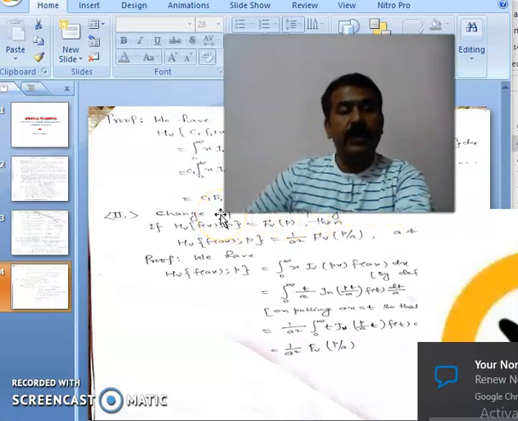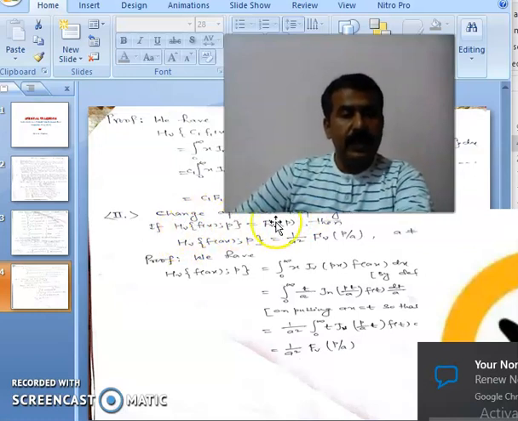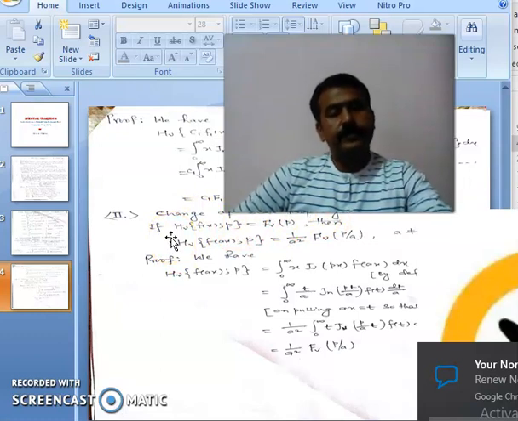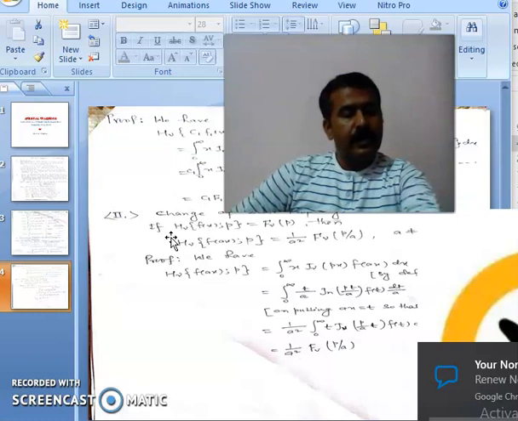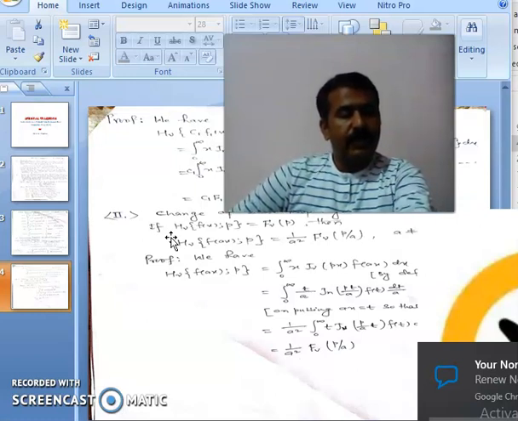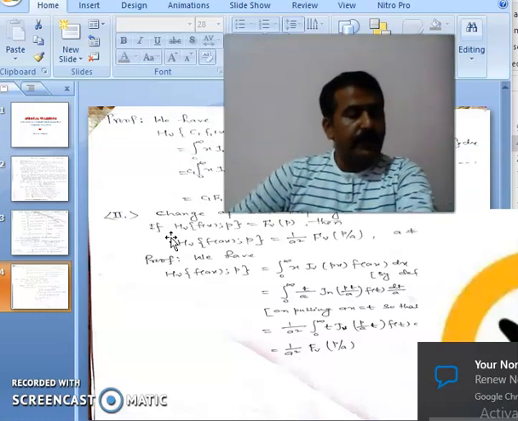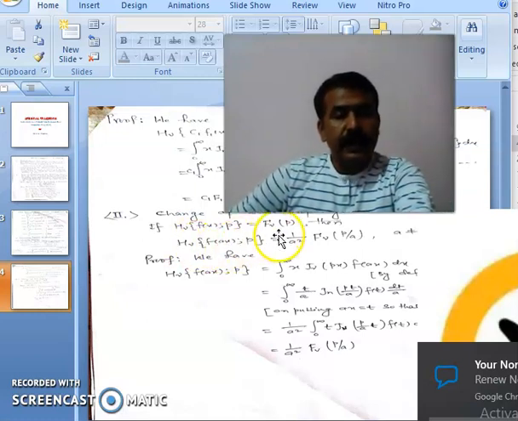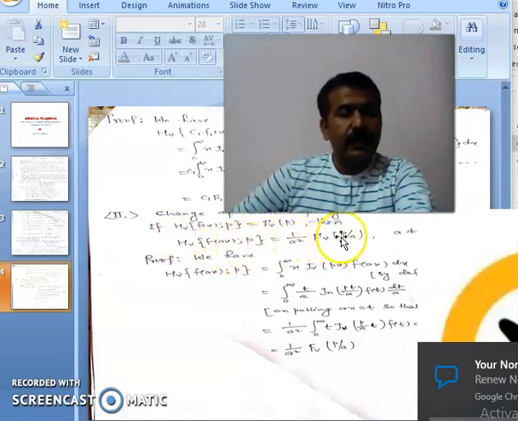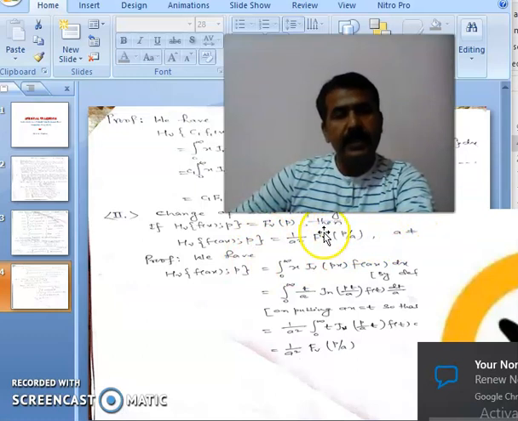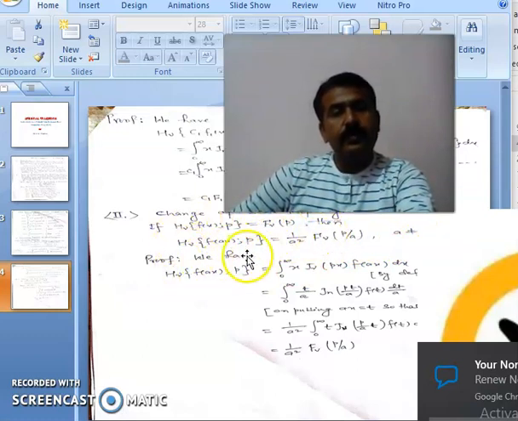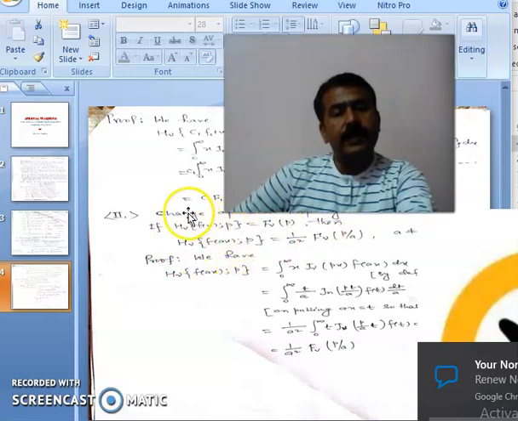Now the second property of the Hankel transform is the change of scale property. The change of scale property is: if Hv of f(x) such that p equals Fv(p), then Hv of f(ax) such that p becomes 1 by a squared Fv(p by a), where a is not equal to 0. This is the change of scale property of the Hankel transform. Now, the proof of the change of scale property of the Hankel transform.